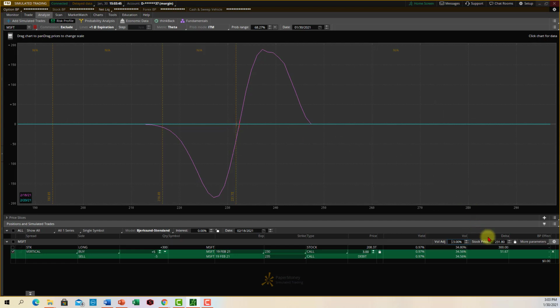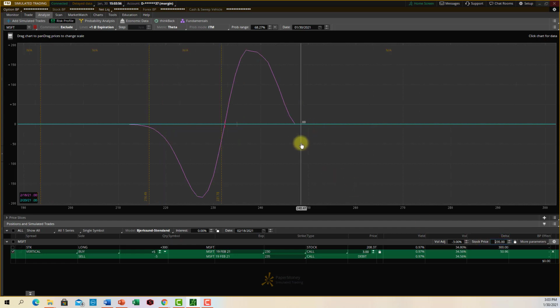I could also change the stock price over here. How would my numbers look if the stock was, instead of 231.80, what if it was at 235? Make that 235 and watch our graph when I hit enter. It's going to shift everything according to these numbers down below. So that's a real basic overview of how to use the risk profile to at least see your Greeks, where they were in the past, where they might be in the future, based on a pricing model.